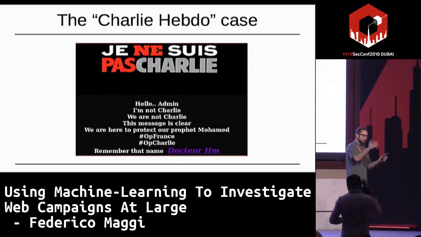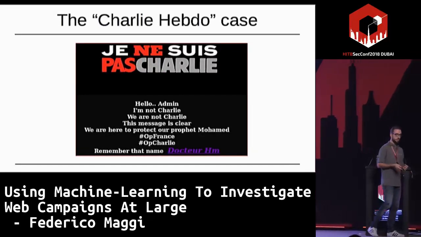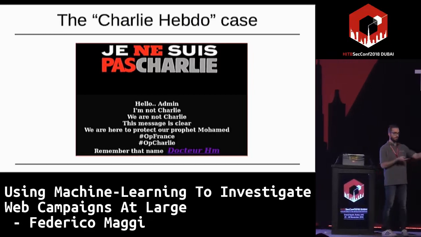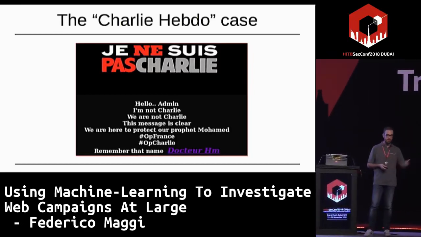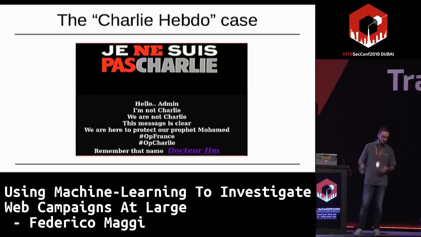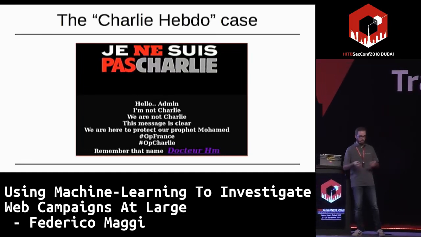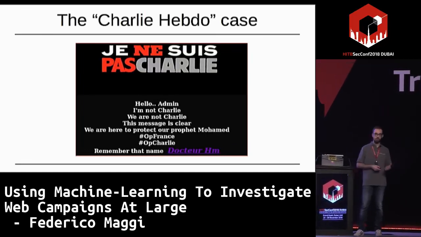Just to give you an example from the Charlie Hebdo case, you could see a page that says "Je ne suis pas Charlie." I don't speak French. I wish my colleague were here because he knows how to translate this properly. But this is saying that we are here to protect our Prophet Muhammad, Op France, Op Charlie, remember the name, right?